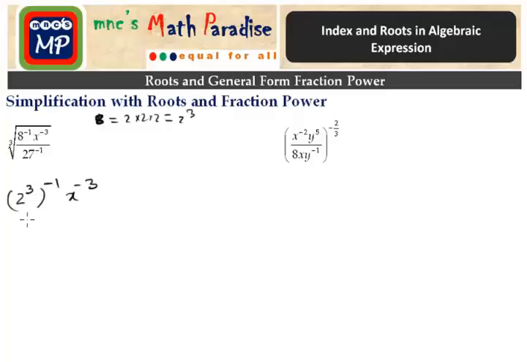So instead of 8, we write 2 to the power 3. Now x to the power minus 3, division 27 to the power minus 1. 27 can be written as 3 times 3 times 3, that is 3 to the power 3.